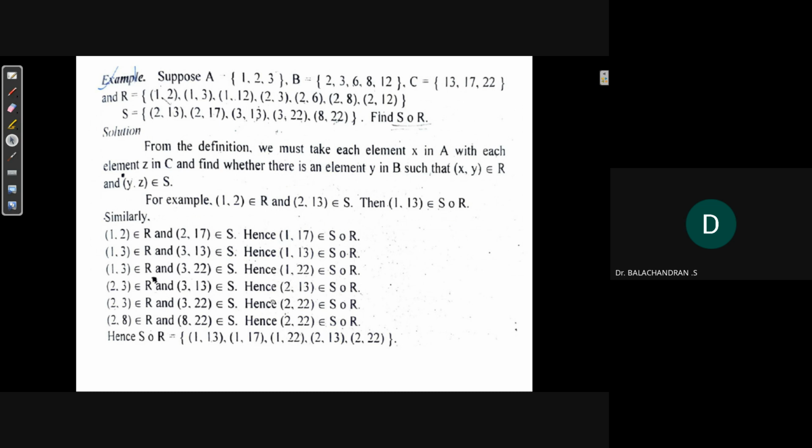I'll tell one more: (1, 3) in R. It ends with 3, so starting with 3 there are two elements. So (3, 13) in S, so (1, 13) in S composition R. Next, (1, 3) in R and (3, 22) in S, so (1, 22) in S composition R. So first you should apply R and then you should apply S. So these are the distinct elements in S composition R.